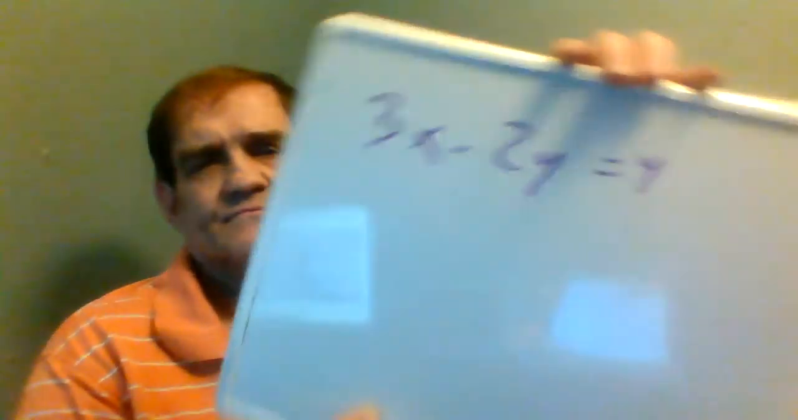3x minus 2y is equal to 4. That's one equation, right? And then there's another equation: 2x minus y equals 1.